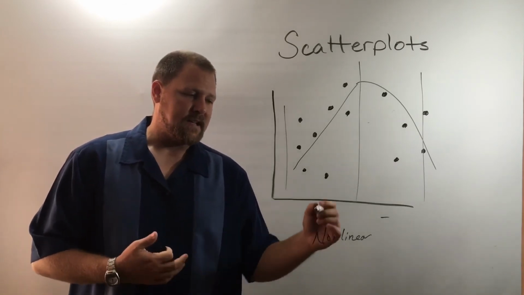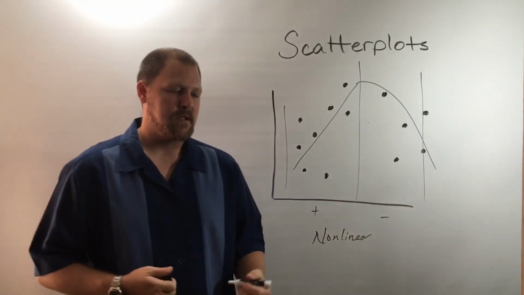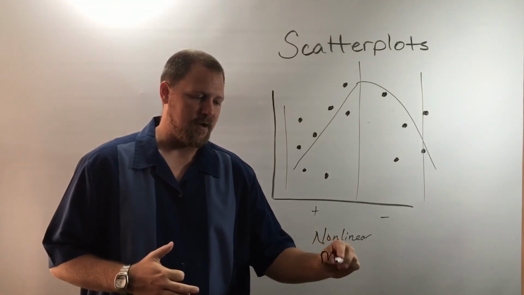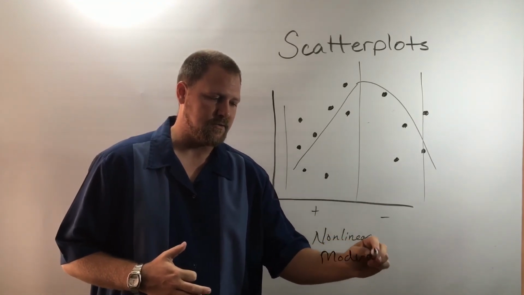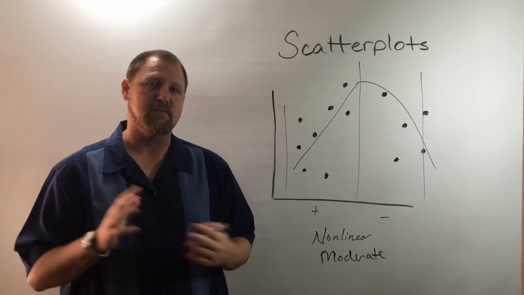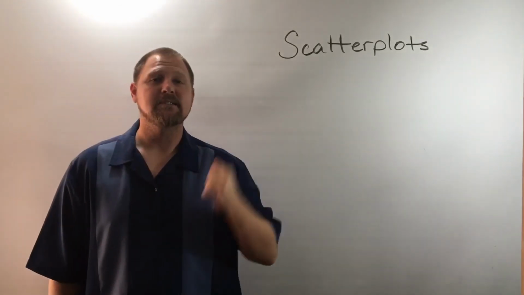I have my kids say it's positive from A to B and then negative from B to C. And then also the strength here, again, I would say moderate to this one, but if a student can come to me and justify and have a dialogue that says it's strong compared to another one, then I always like to award credit for that. And that is scatter plots.